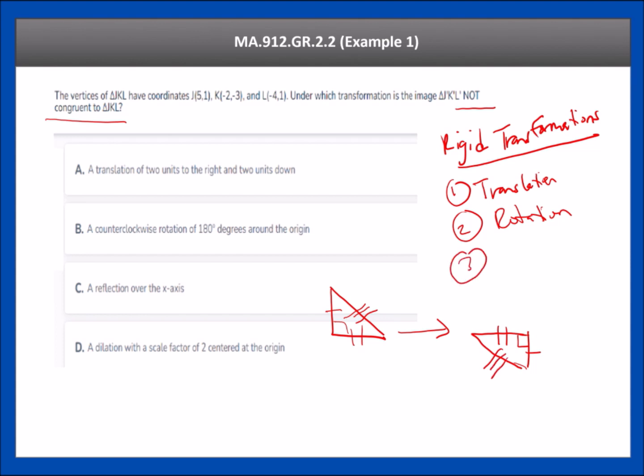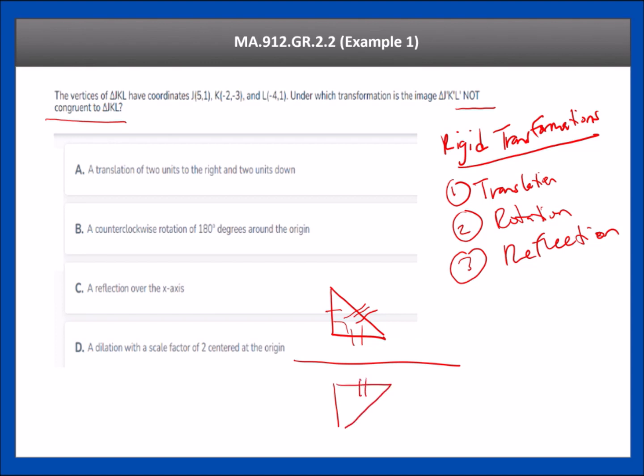And then lastly, if I do a reflection, that is also not going to change anything. If I reflect this about the x-axis, it's going to look like this, but this is still going to be congruent, this is still going to be congruent, this is still going to be congruent. The sides are not going to change. So those are the rigid transformations. Anything that is not one of those, or a combination of these, is going to be not congruent when you transform it. So translation makes it congruent.